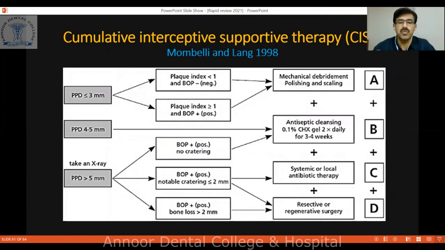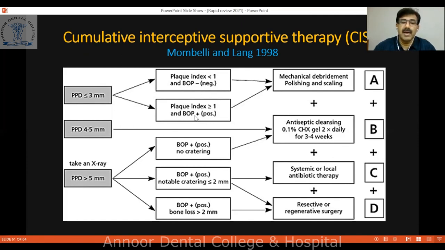And finally, one thing you should know, when you discuss the management of peri-implantitis, is something called cumulative interceptive supportive therapy. It is CIST, and it was proposed by Mombelli and Lang in 1998. So this gives a good idea of how to go about managing peri-implantitis depending upon the different conditions. Now, if you have a healthy probing depth, the plaque index is less than one, and there is no bleeding on probing, then you just have to maintain mechanical debridement, regular polishing, scaling, that is all that is needed. And that treatment is known as A.